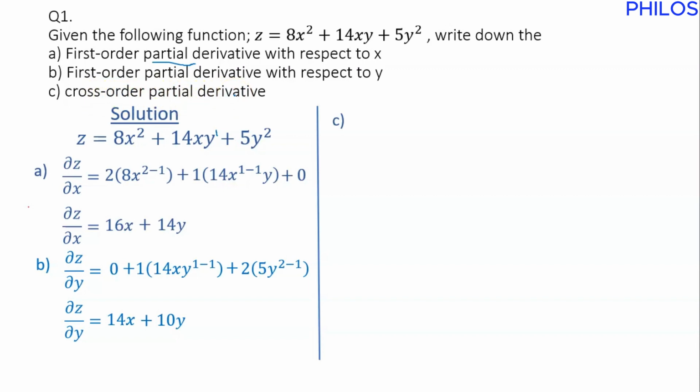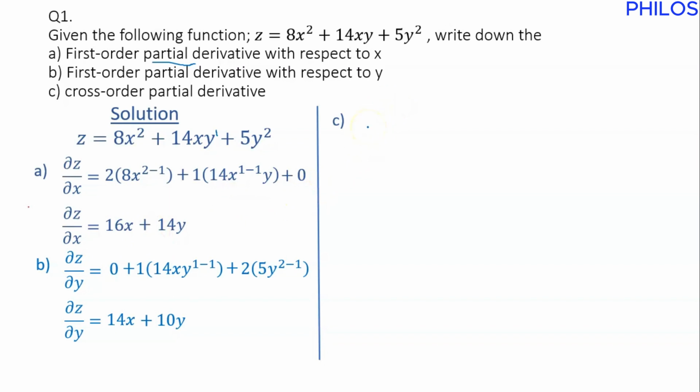To write down the cross-order partial derivative, it means you should differentiate the partial derivative of z with respect to x with respect to the second variable, which is y. Or you should differentiate the answer you got for partial z partial y with respect to x, which is its second variable. You get the same answer, either of them. Okay, so I want to use the first one.